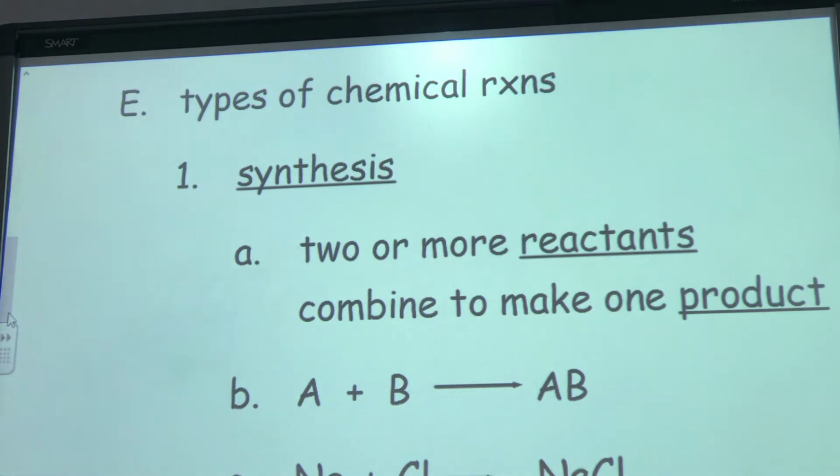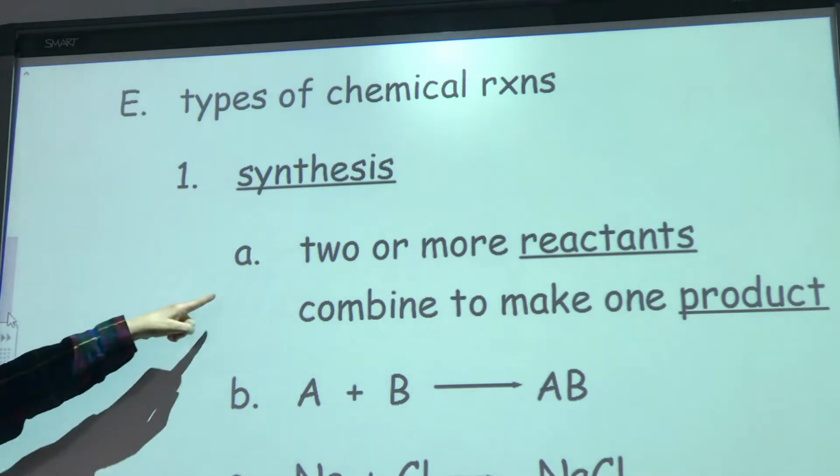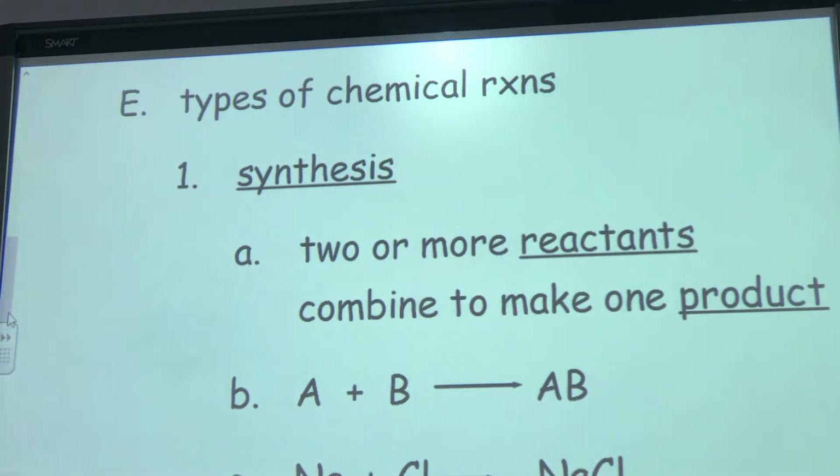I've heard people say combination reaction as well. So synthesis is the same as combination reaction. It might help you remember what it means. And this is when we have two or more reactants combining to make one product.